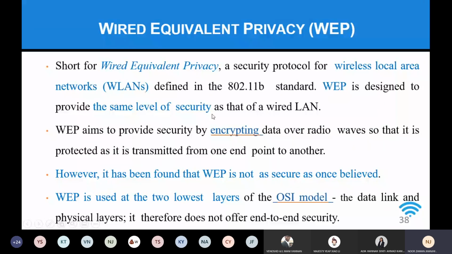Okay, and this is why we have the further. So WEP aims to provide security by encrypting data over the radio waves. It means it was providing encryption while the data is traveling.